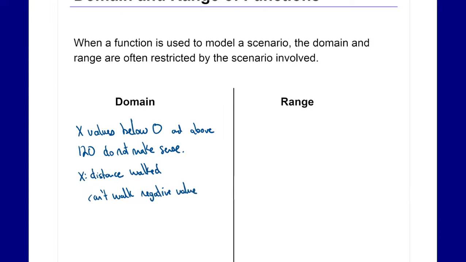We can't walk negative values, and we can't walk longer than the bridge. So there are some restrictions here. Values can't be below 0 or above 120. They can't be below 0 because we can't walk a negative value on the bridge. And it can't be more than 120 because we can't walk longer than that on the bridge, because the bridge no longer exists after 120 meters. So we do have some limits on what the values have to be based on the scenario that we're dealing with. For the range, it's the same idea.